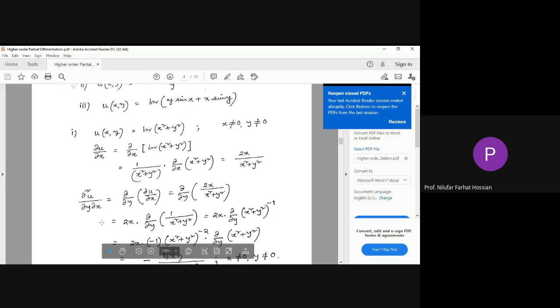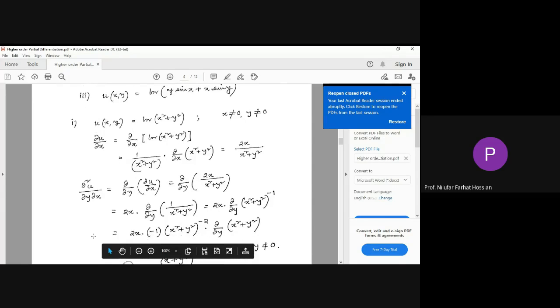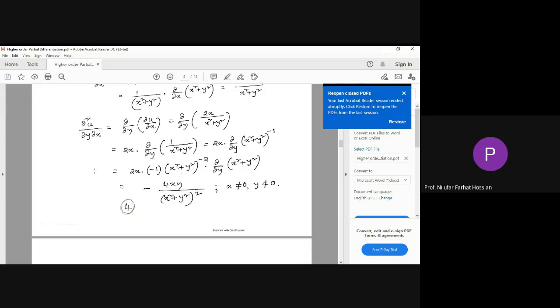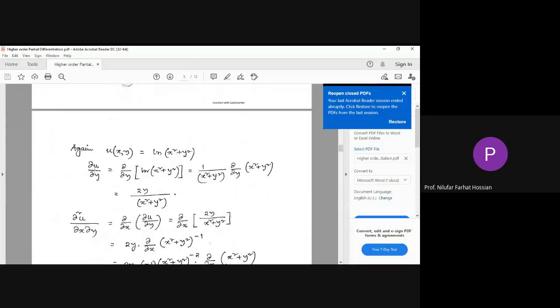Now, this is the expression for the mixed partial derivative del square u by del y del x. Now we will find del square u by del x del y. So for del x del y, at first we have to find the differentiation with respect to y. So del y of this thing. So as before, it will be 1 over x square plus y square into del y of this thing. So now it gives you 2y by this.